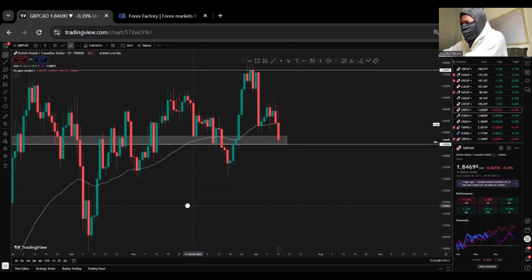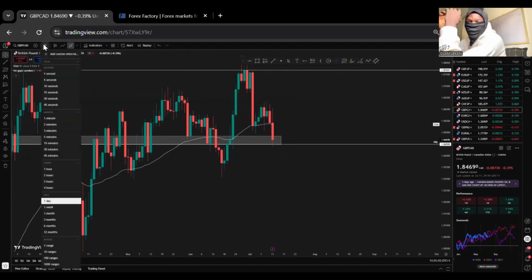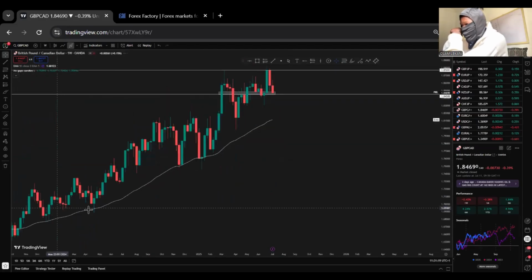Okay, so this is GBPCAD. You know what I do, guys. I try to check the direction of the market using structures. I use 3 time frames, the weekly, the daily, and the 4 hour time frame, to check for the direction of the market. So let's see what's happening on GBPCAD on the weekly time frame.